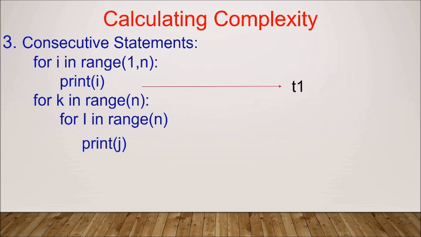Suppose the time needed to execute this statement is t1. So 1 to n means how many times will this loop execute? n minus 1. And the total time needed for this is n minus 1 into t1. n minus 1 into t1 will be needed to execute this particular statement.